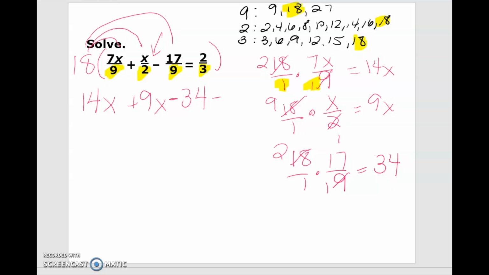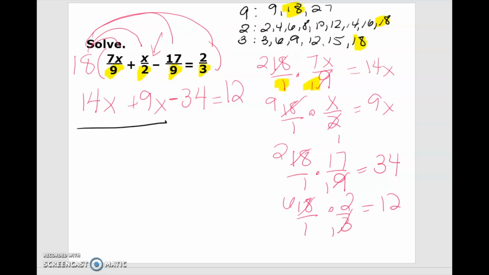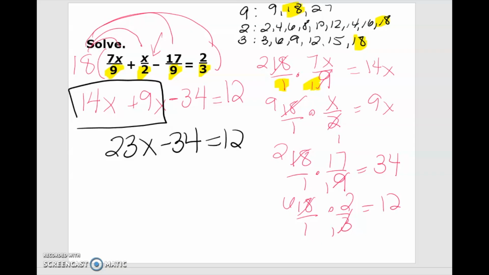Okay? Equals, and then a lot of times people will forget, I also have to multiply 18 over 1 times 2 over 3. Cross cancel, and you get 12. So this is my new equation: 14x plus 9x minus 34 equals 12. Now we can see we're back to combining our like terms. So 14x plus 9x is 23x minus 34 equals 12.